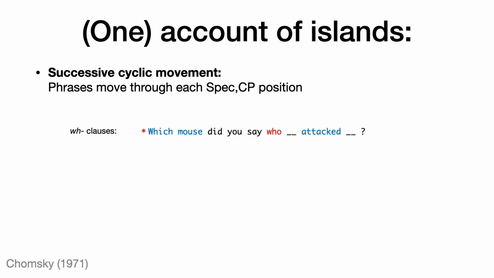Okay, so let's look at a particular kind of island, which is the WH island. Again, not a location. Which mouse did you say who attacked? So here's the basic idea. If you want to derive this sentence, you have which mouse starting in the object of the verb attacked, and you need to get it to that very far left edge.